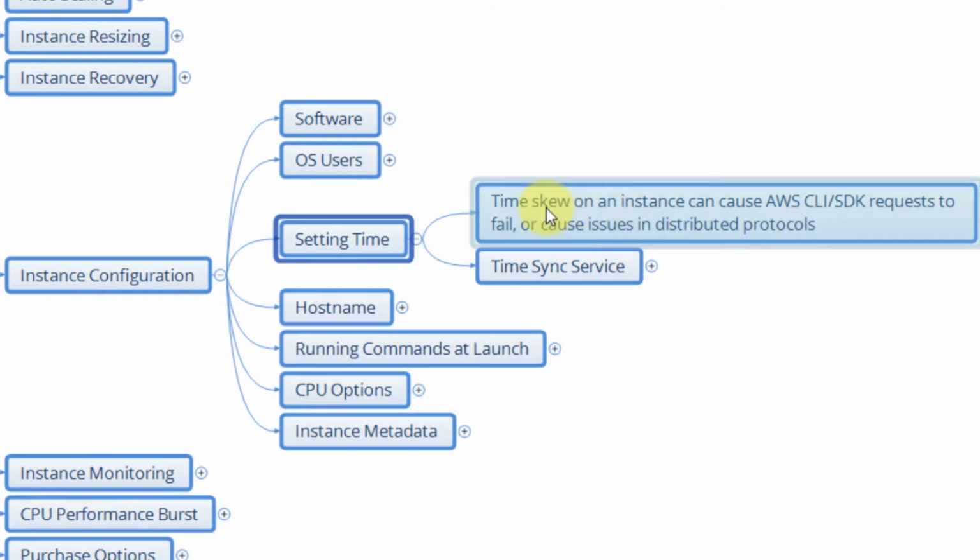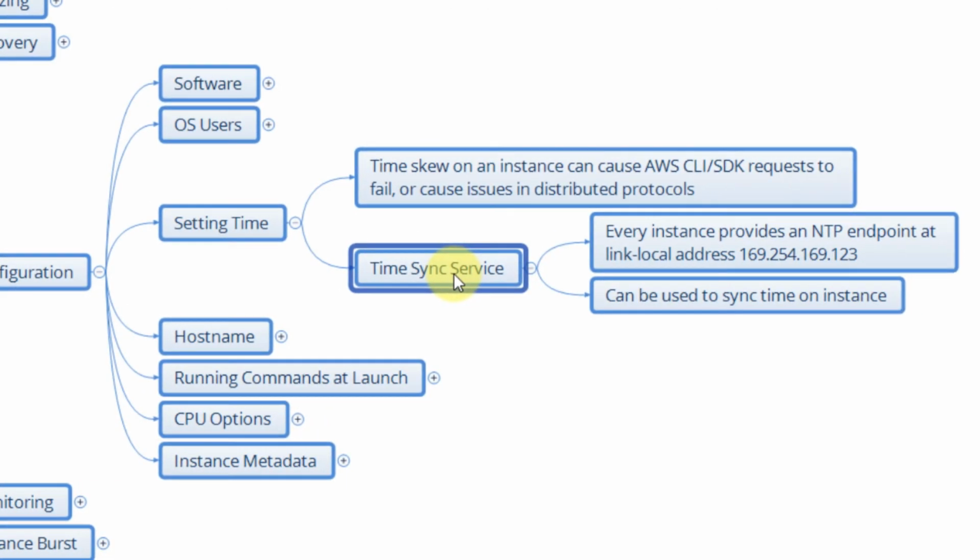Each instance has a clock, and if the time on the instance drifts away from the real time, this can cause problems in distributed protocols, or the AWS CLI and SDK requests can also fail if this skew is too large. To prevent that, AWS provides a time sync service that you can use to synchronize your instance clock. There is an NTP, Network Time Protocol, endpoint at a link-local address. You can use this to sync time.